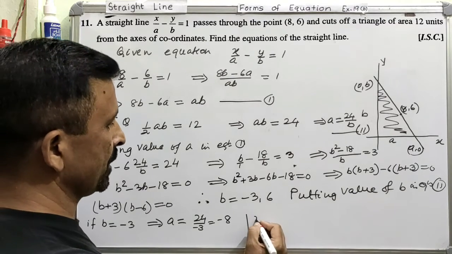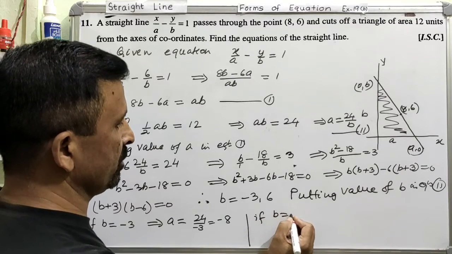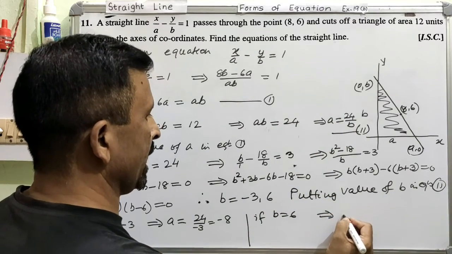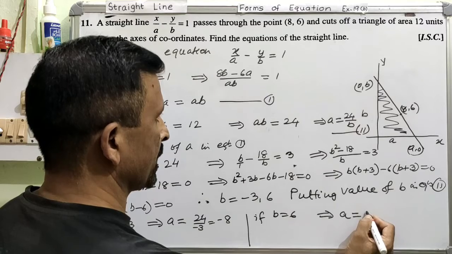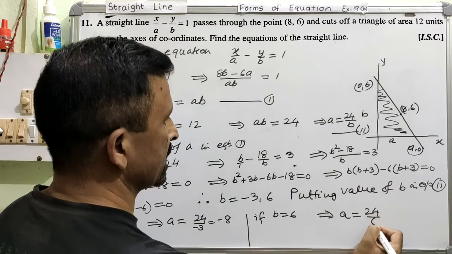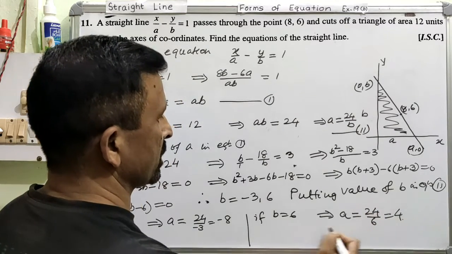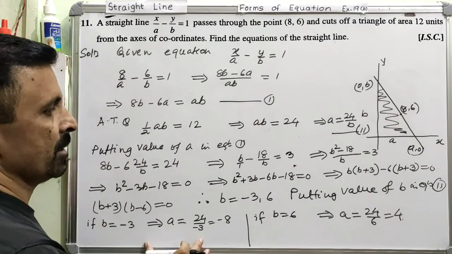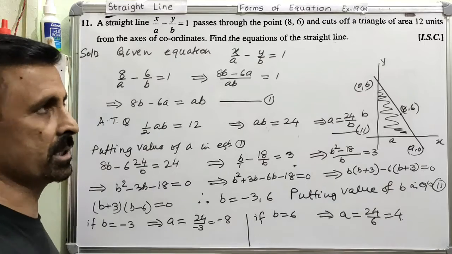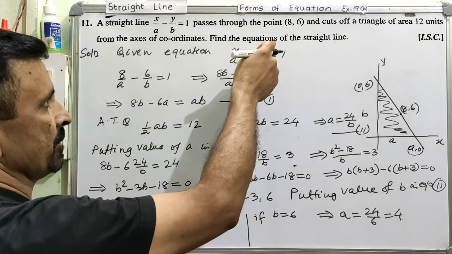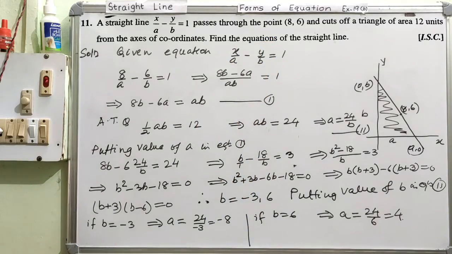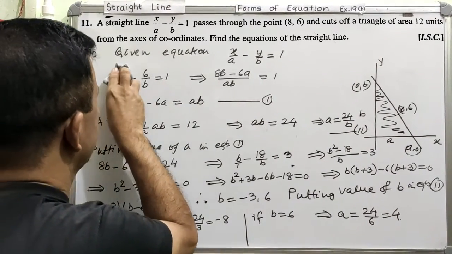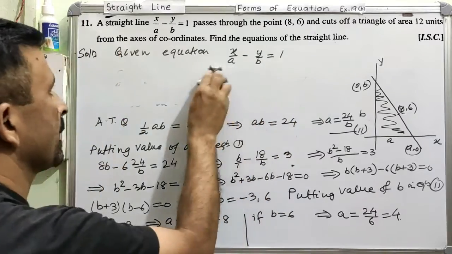Another set of answer is if B is equal to 6, then what is A? This implies your A will be equal to 24 divided by 6 is equal to 4. So this is your another set of answer. Now you have got the values of A and B in two sets. So you will get two equations, right? Let us put it in this equation. Clear? So when you put it in this equation, I will erase these two steps.